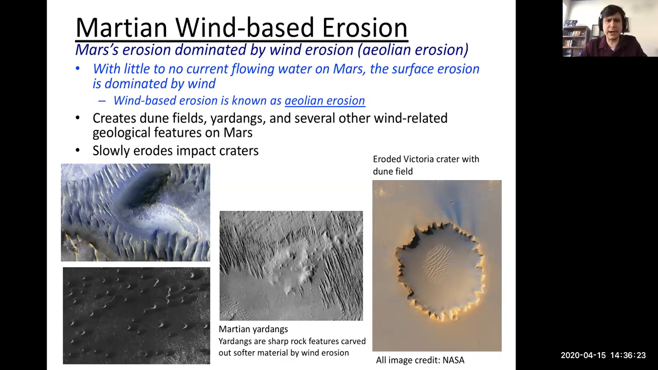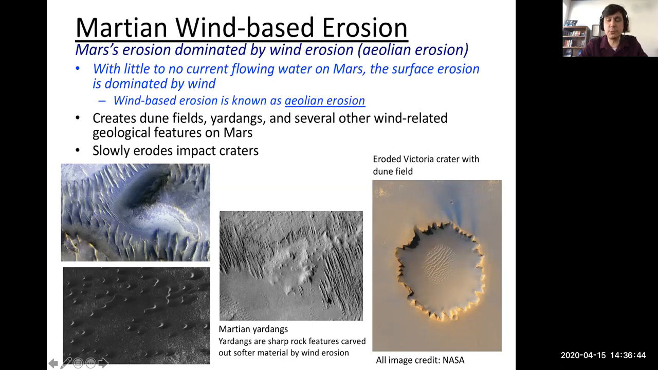And with the wind blowing around, it creates some really interesting surface features on Mars. So we see dune fields all over Mars. Here are some barchan dunes, and here's another form of dunes right here. We even see dune fields at the bottom of craters. So here's Victoria Crater with a dune field at the bottom.